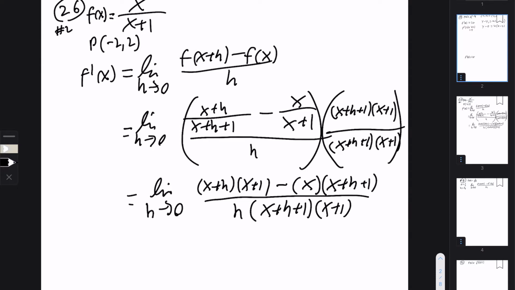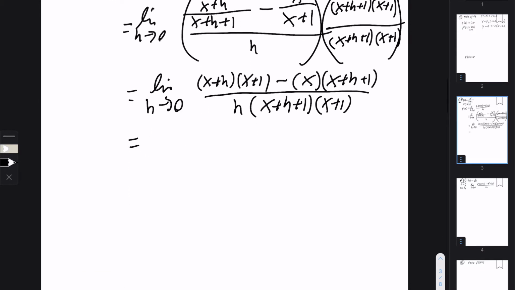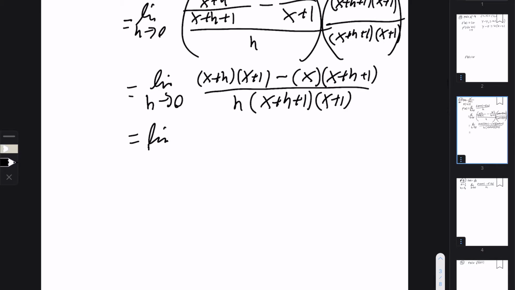I need to clean this up, so I need to factor the top. The bottom's already factored. We're good at that point. But I need to factor the top. So on the top, I don't see any common factors. That term and that term, there's nothing in common. So the only way I'm going to have any success is to multiply that out, and combine like terms.